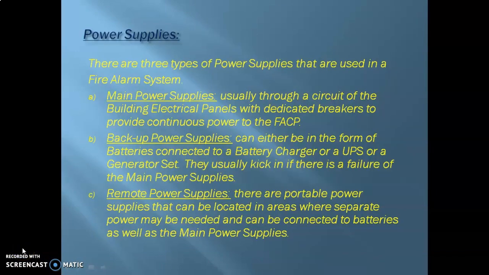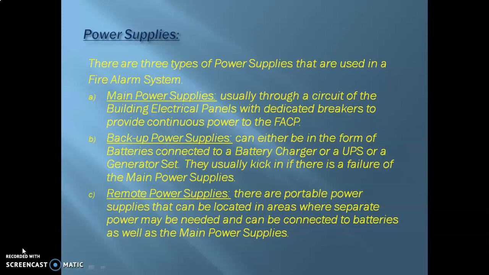So the next component of a fire alarm system that we will be talking about are the power supplies. Now there are basically three main types of power supplies used in a fire alarm system, as described over here: A, the main power supplies; B, the backup power supplies; and C, the remote power supplies. Now we will go into a bit of detail in explaining what these three types are. So let's start off with the main power supplies.